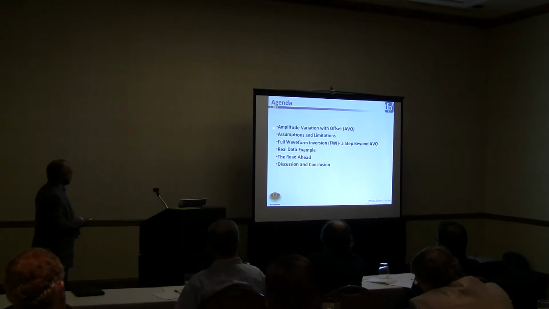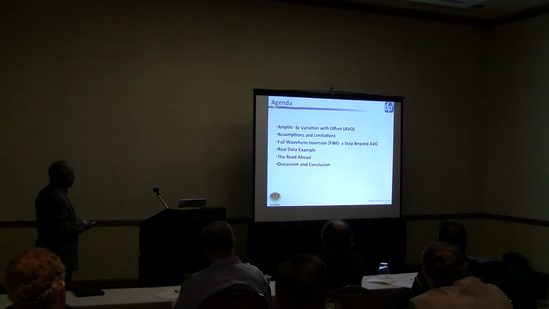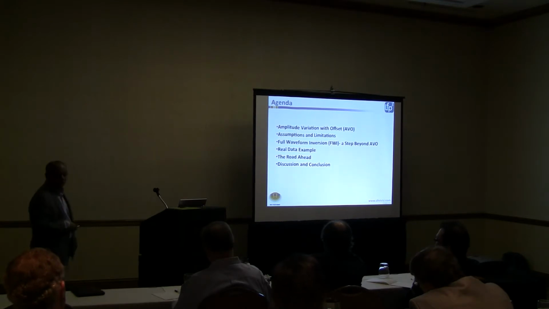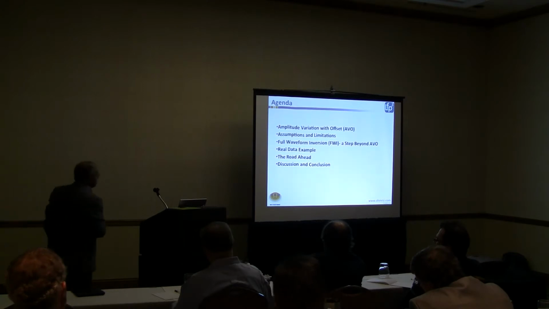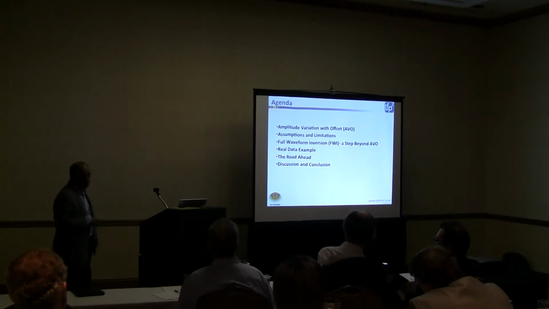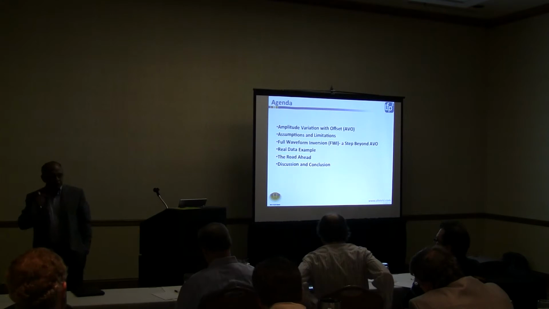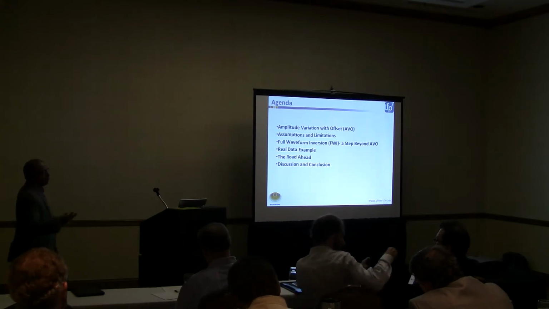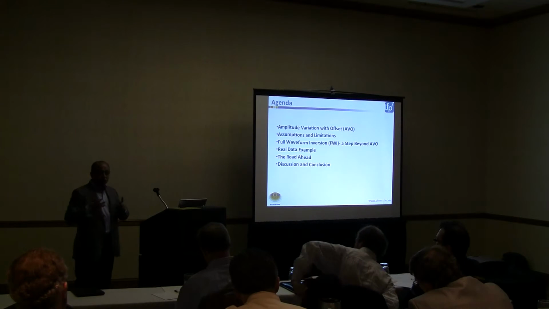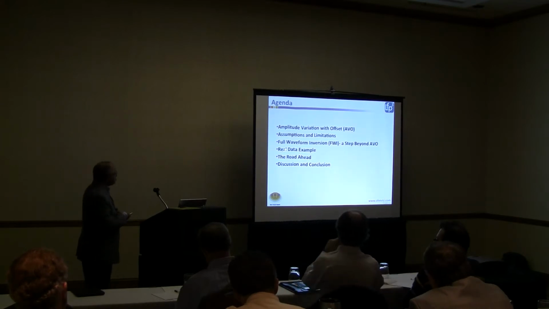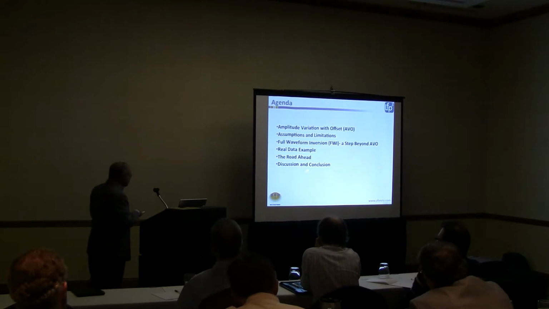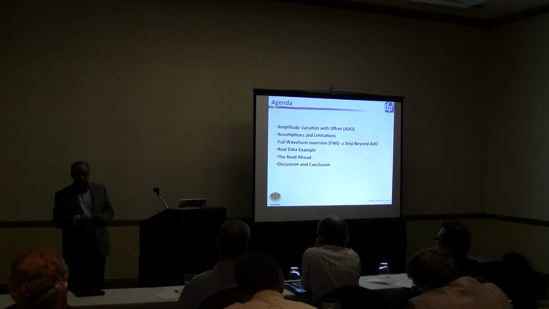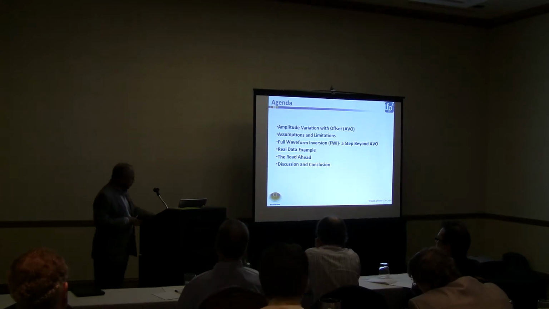We all know what AVO is, amplitude variation with offsets. Then I'm going to move into the assumptions we make when we do our AVO-based analysis and AVO-based inversion. Then I'm going to introduce the step beyond AVO, which we call full waveform inversion, where we not only look at the primary reflections, but we include the multiples and more converted waves. So we look at the full waveform. Then I'm going to show a real data example, go over the road ahead, and talk about some of the deliverables we can provide, as I go along.